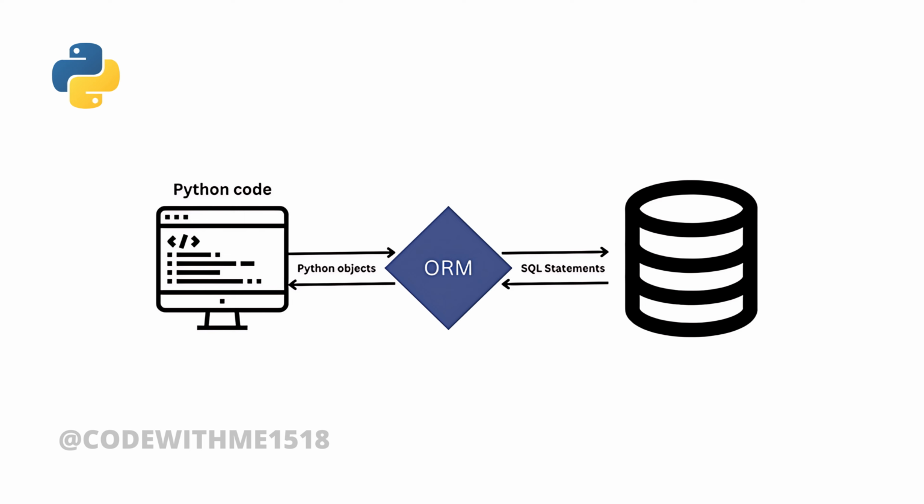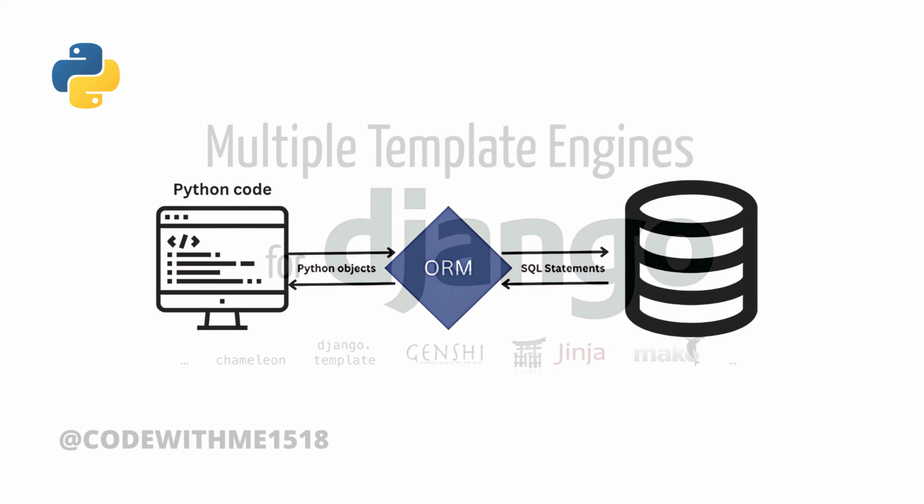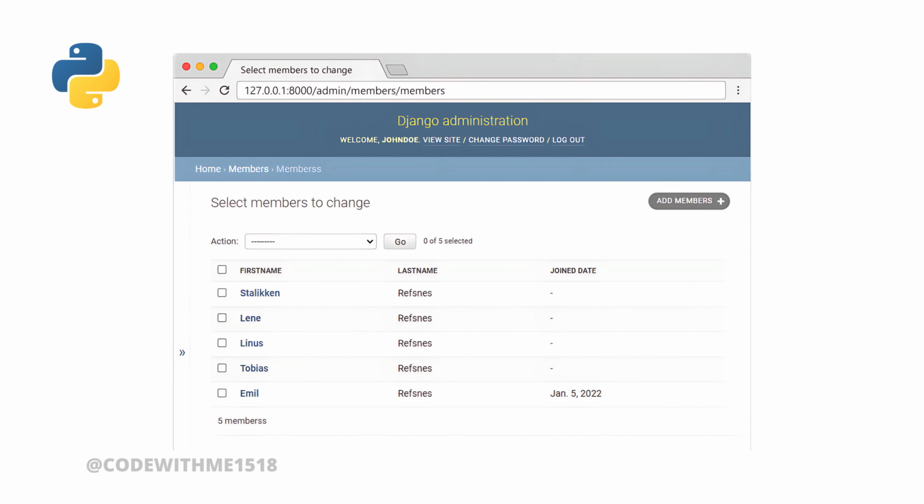Django comes with several built-in features like an ORM for database interactions, a templating engine, and an admin panel for managing site content.